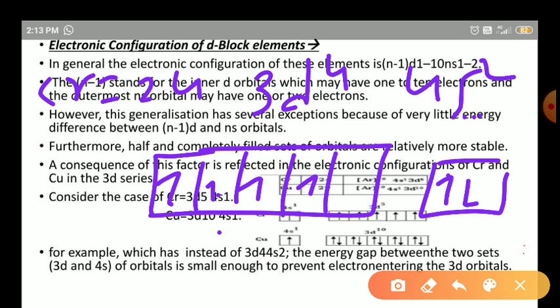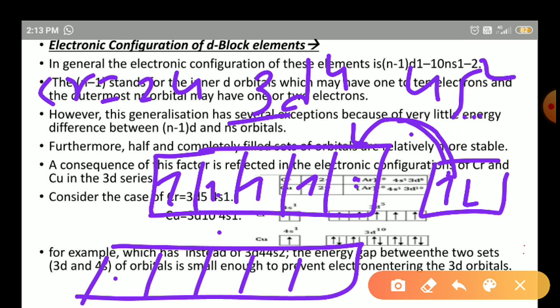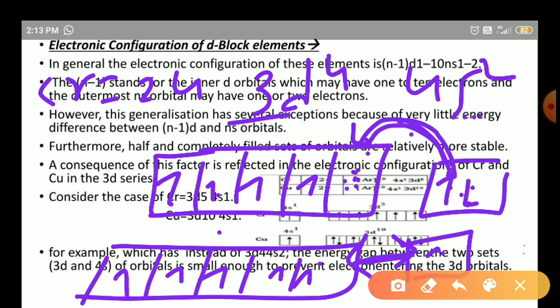Due to the small energy gap, these 3d orbitals accept electrons in the inner shell, and it becomes 3d5 and 4s1. So electrons are promoted to the inner 3d orbital from 4s to 3d. The 4s electrons are shifted to the 3d shell. We have considered that a small energy gap exists between the 4s and 3d.